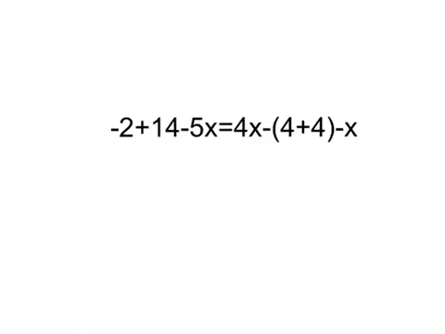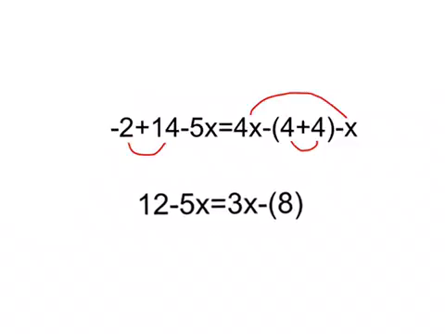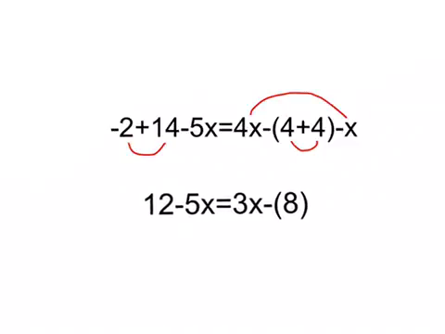To first start, you want to combine all like terms. So I'm going to combine negative 2 plus 14, 4x minus x, and 4 plus 4. Now please pause the video and solve it yourself. Okay. The answer you should get is 12 minus 5x equals 3x minus 8.